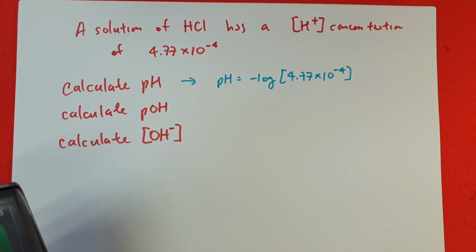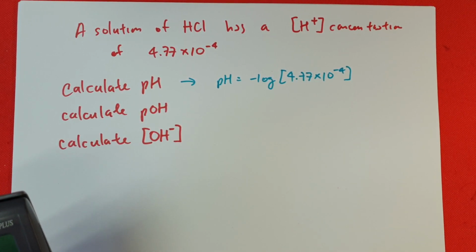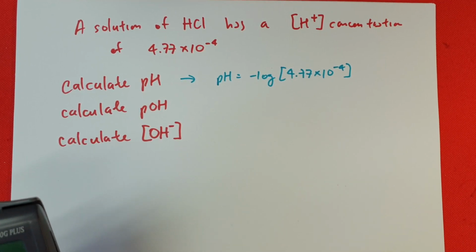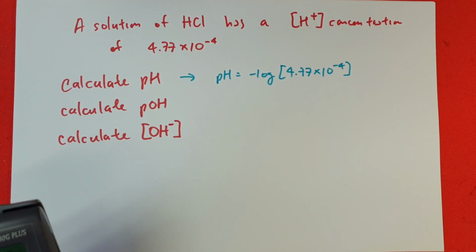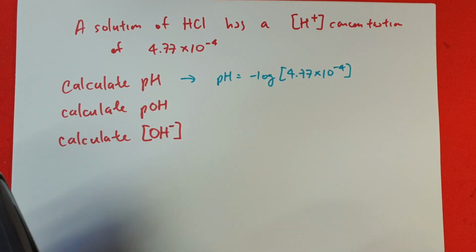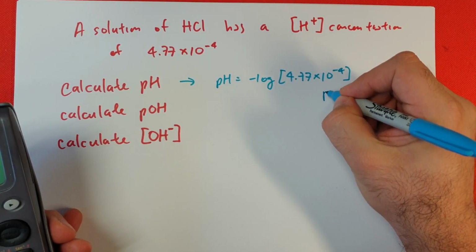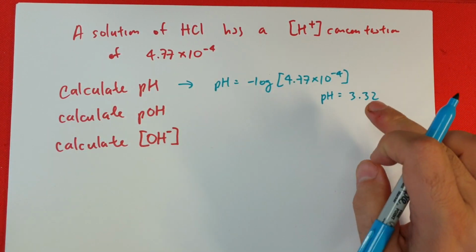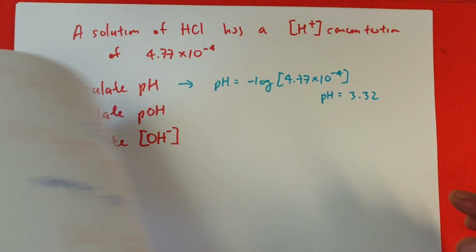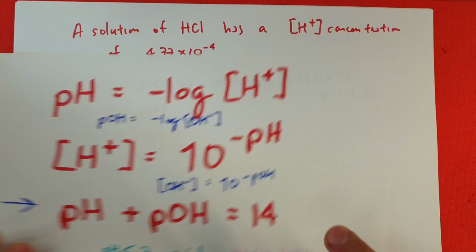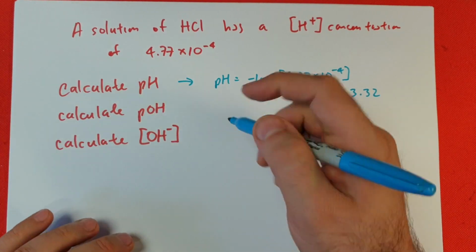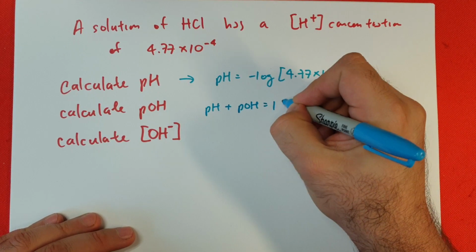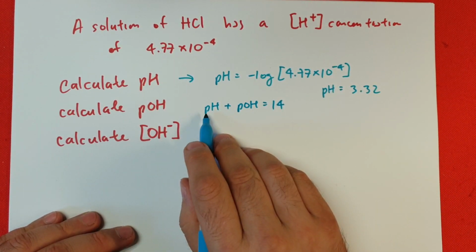Let's see. Negative logarithm of 4.77 times 10 to the negative 4. We get a rounded value of the pH of 3.32. Now remember, from the other formula, pH plus pOH equals 14. So in this case, when we want to calculate pOH, the only thing we're going to do is plug this value in.